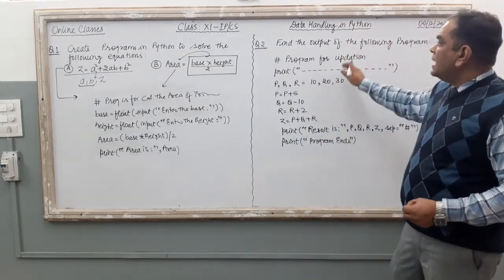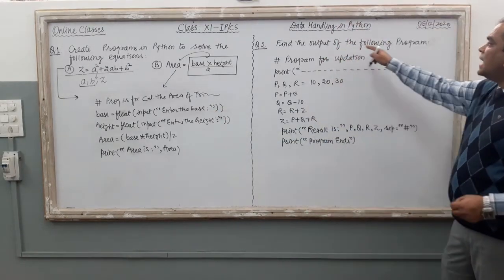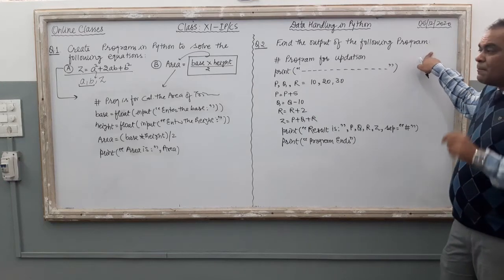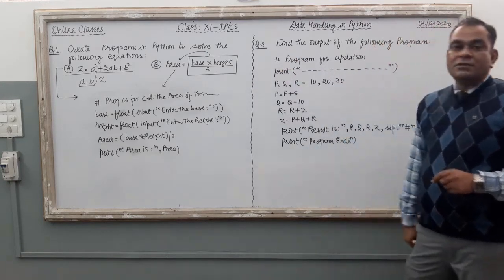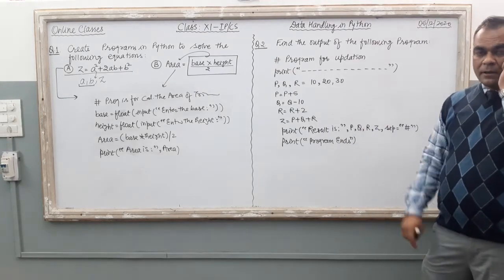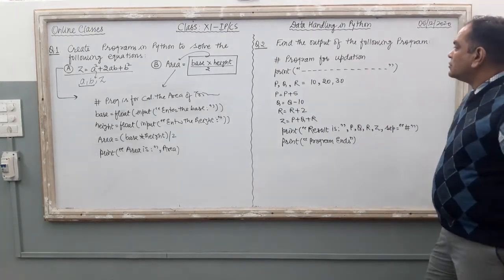Clear? Now just come to the second question. Find the output of the following program. In this type of question, you will see program code is there with the question in the question paper. राइट कैसे करना है अभी इसको सॉल्व देखो.